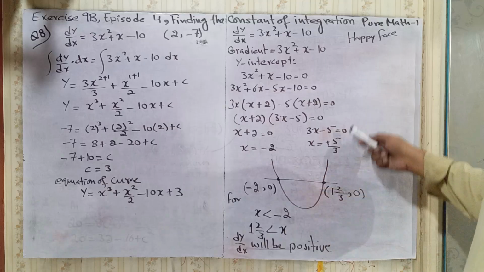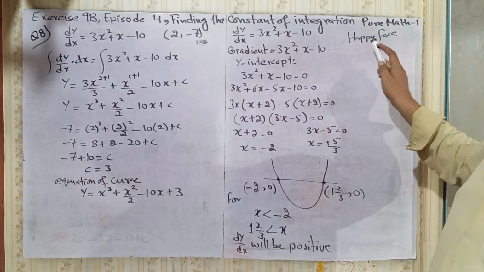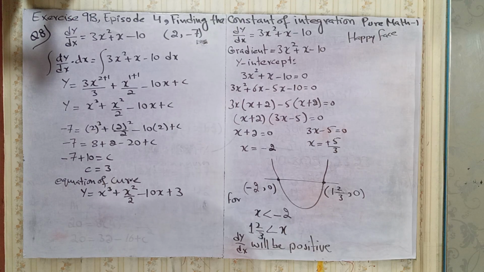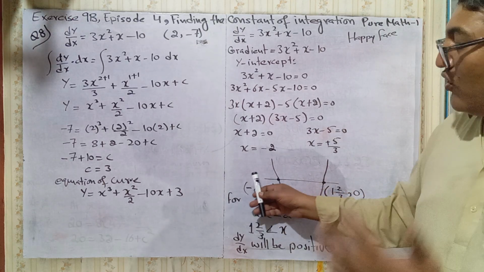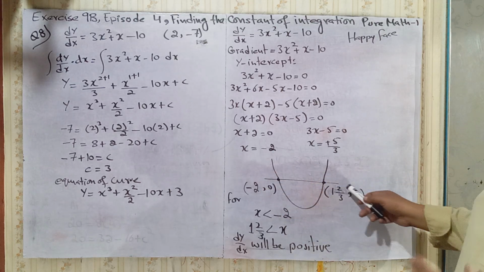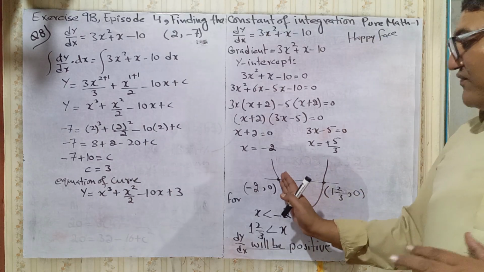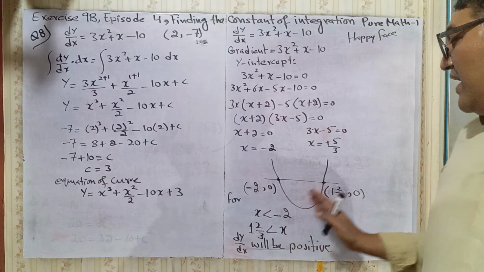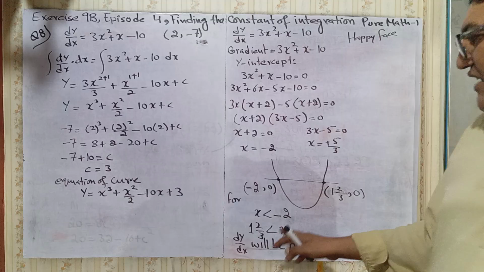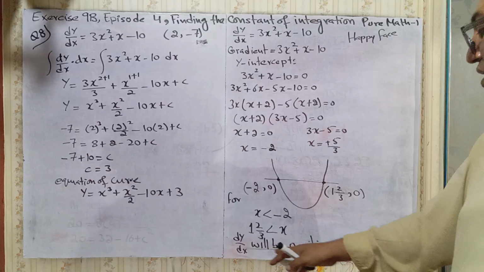So for the expression of the gradient, this is the curve. Because the coefficient is positive, it's a happy face, so that's why I'm able to draw this. They want this gradient to be positive. So you can see here, before −2 the curve is in the positive portion, and after 1 2/3 as well. This curve is of the expression which represents the gradient. So the gradient is positive before x is −2, and after x is 1 2/3. So I will write: for x < −2 and for x > 1 2/3, dy/dx, which is the gradient of this curve, will be positive.